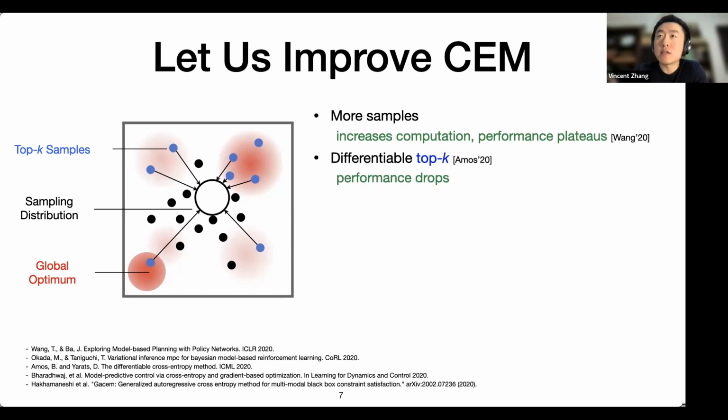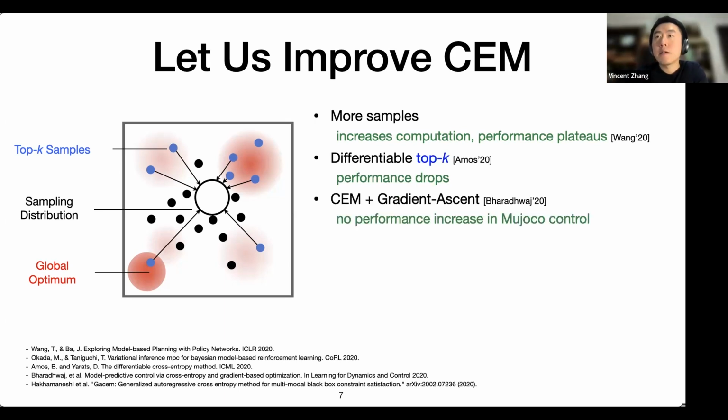Another approach in the literature was this differentiable top K. Top K is not differentiable, and if you make it differentiable, then gradient is your friend. You can do some magic, but the performance drops. Another approach is we can combine CEM, which is gradient free, with gradient ascent or descent. And what we saw is that there was no performance increase in MuJoCo control.